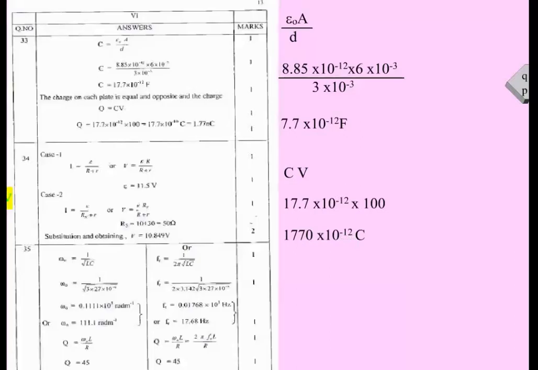the scheme of valuation. Look here, for this formula 1 mark is given. For the substitution 1 mark is there, and for this answer 1 mark is there, and for another formula 1 mark, and for the value of Q, that is C, there is 1 mark. So if this C, that is the unit, is not written, you will get 0 here. You will not get this mark.